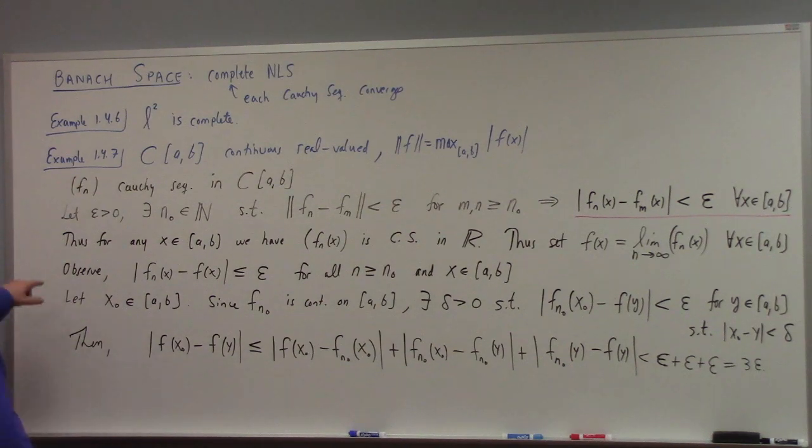Therefore, we took an arbitrary Cauchy sequence, and we showed that with respect to this max norm, it converges to a function, right? And that function is also continuous. So it's in the space, which then proves, of course, that this is a Banach space.